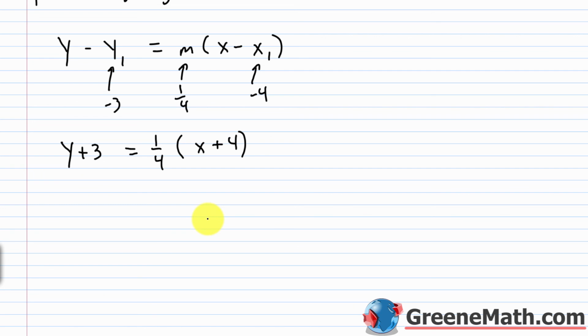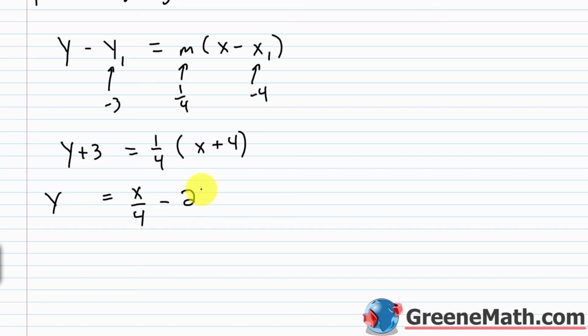Solving it for y is pretty easy. We just have y plus 3 is equal to 1/4 times x is just 1/4 x, so you can put x over 4. And then plus 1/4 times 4 is 1. So then I'd subtract 3 away from each side. I'll go ahead and just do this like this. Y equals x over 4 plus, and basically it's going to be negative 2. Right? You can put minus 2.